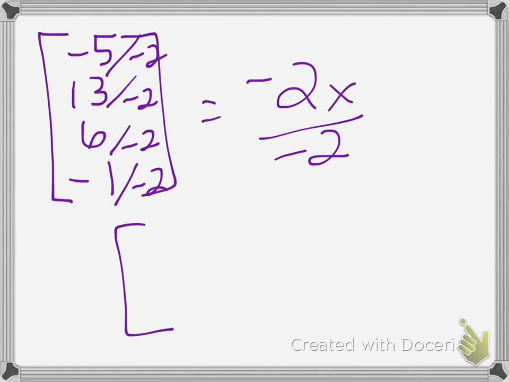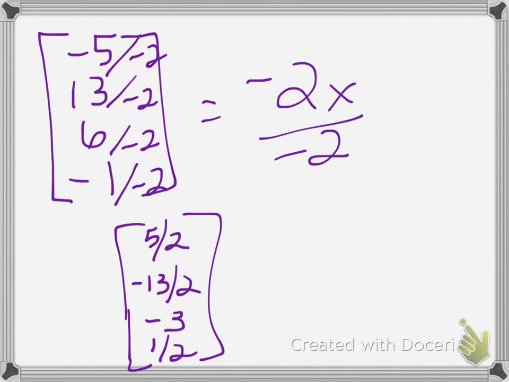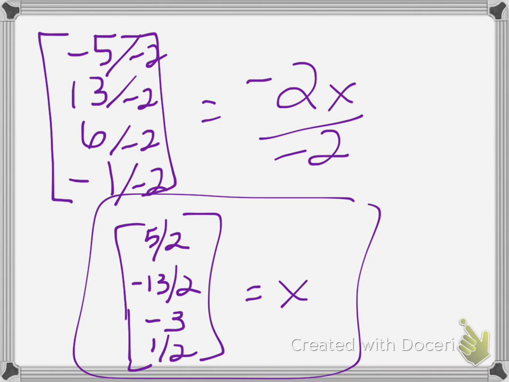So my final answer: negative 5 divided by negative 2 is 5 halves. I never make these matrices long enough. I may as well just wait until I have all of it written. Then I have 13 divided by negative 2 is negative 13 halves, or technically you could say negative 6.5. I have 6 divided by negative 2, and that's going to be a negative 3. And then I have negative 1 divided by negative 2, which is 1/2. So that is what x equals.